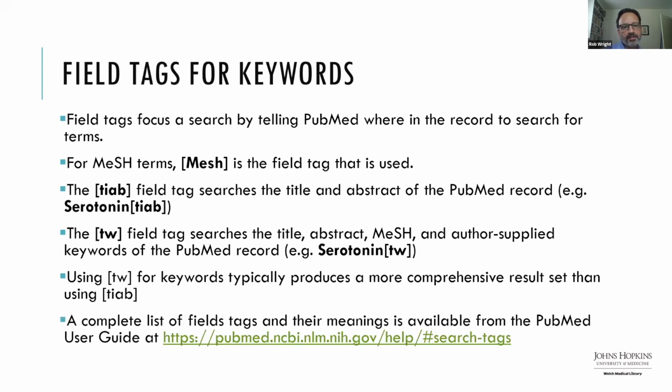And there is a complete list of field tags. PubMed does a great job of documenting this in its user guide. So I provide a link here to the search tags. And if you just go to the PubMed user guide, which is linked, I think, off of every page in PubMed, just go to the appendix and there'll be a list of all the field tags, what they mean, and how to format them. So super useful. You can focus your search down to affiliations, down to journal names, down to specific authors, tons of ways you can focus your search.